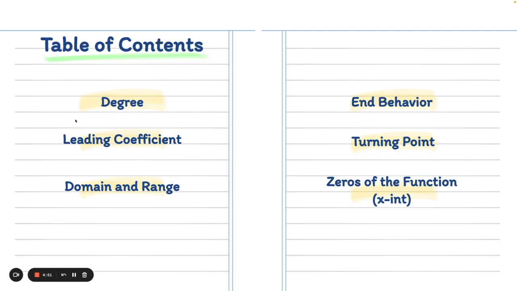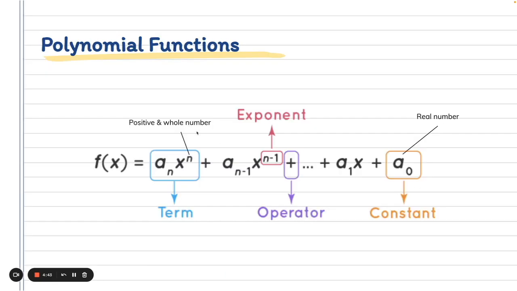Table of contents. In this unit, we will include degree, leading coefficient, domain and range, end behavior, turning points, and zeros of the function. First, we'll get into the basic polynomial function equation.